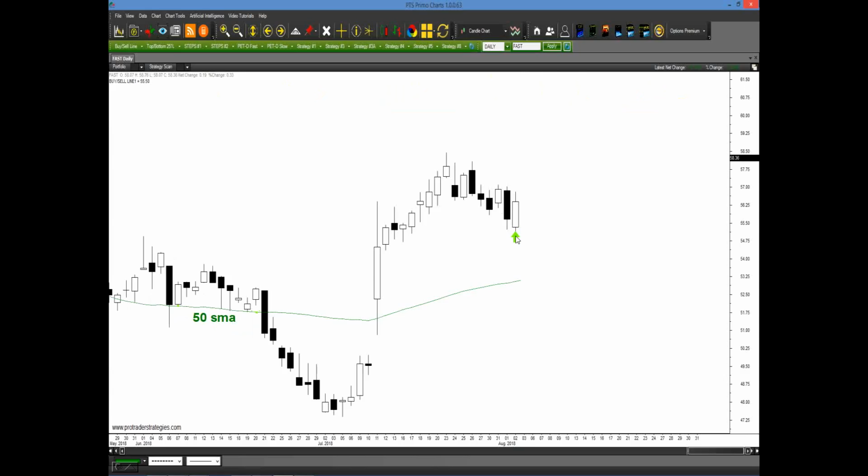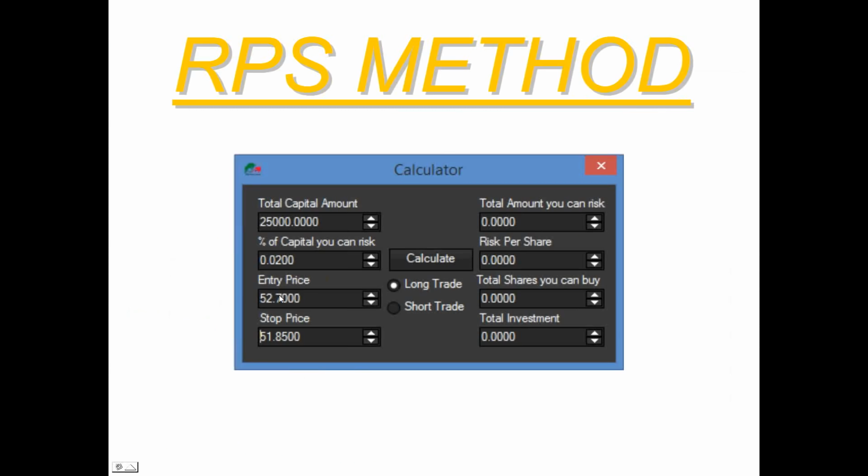Now, at Specialist Trading and Pro Trader Strategies, we have numerous entry points and numerous stop placement points. But just to make things simple today, we're always going to be entering at the close of the bar and placing our stop just below this bar, one tick below. So that would give us an entry point of 52.70 and our stop at 51.85.